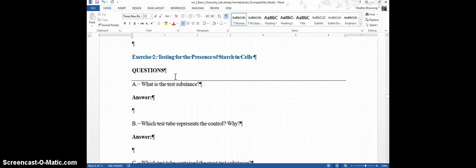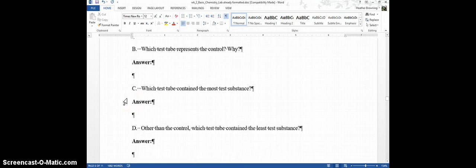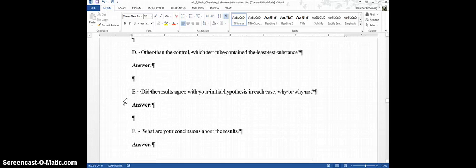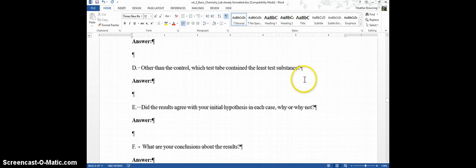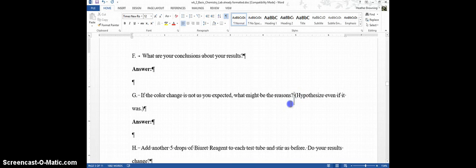Okay, so now we're testing for the presence of starch in cells. So what is the test substance? What are we looking for? Which test tube do we know doesn't have the starch? Which test tube contained the most? Other than the control, what contained the least? You're going to notice it's because you're doing 4 things, they will have very similar questions. Did your results agree?